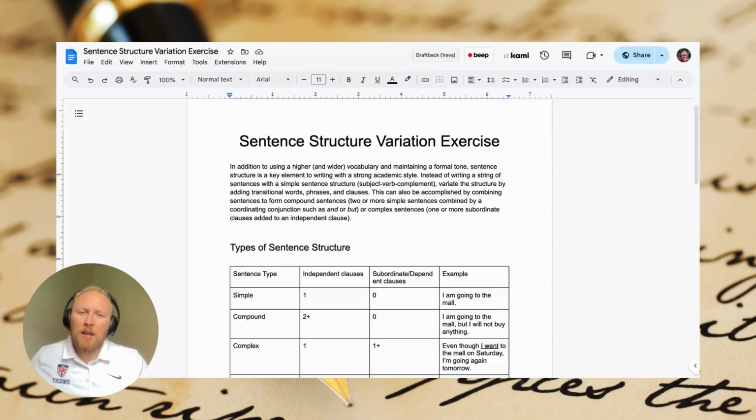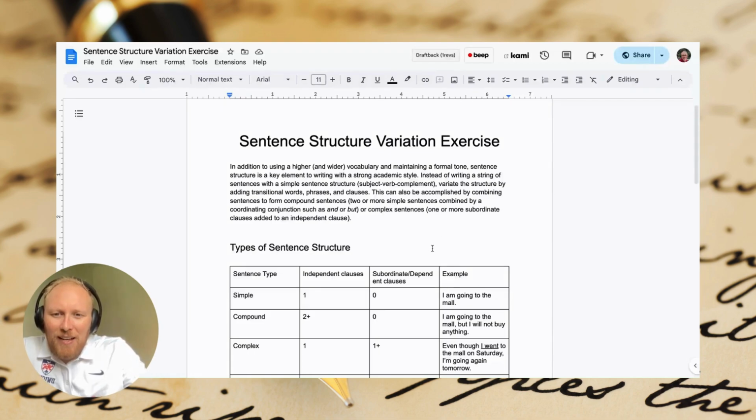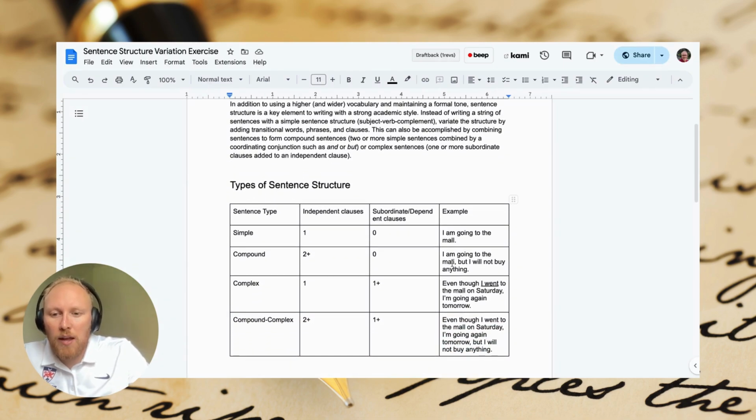So whenever you're writing, one of the things that you want to aim for is to mix up the types of sentence structure that you use while you're writing. You want to try and avoid writing just with a string of simple sentences. And so this document highlights basically the four sentence structure types in order to be able to identify different types of sentences, but really to work on enhancing your own writing.